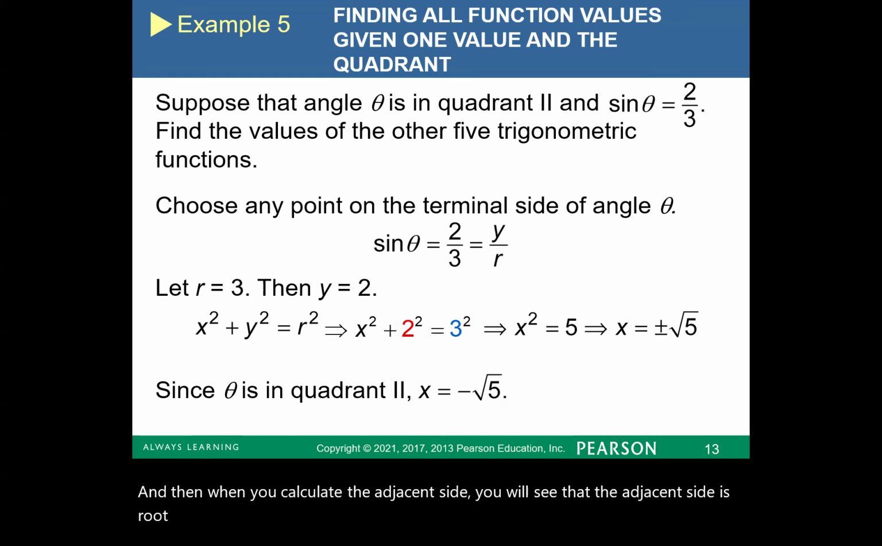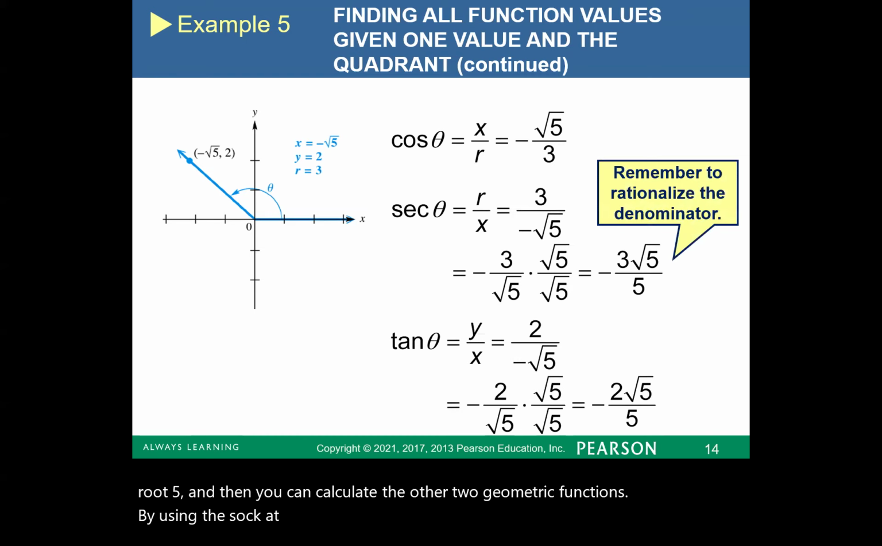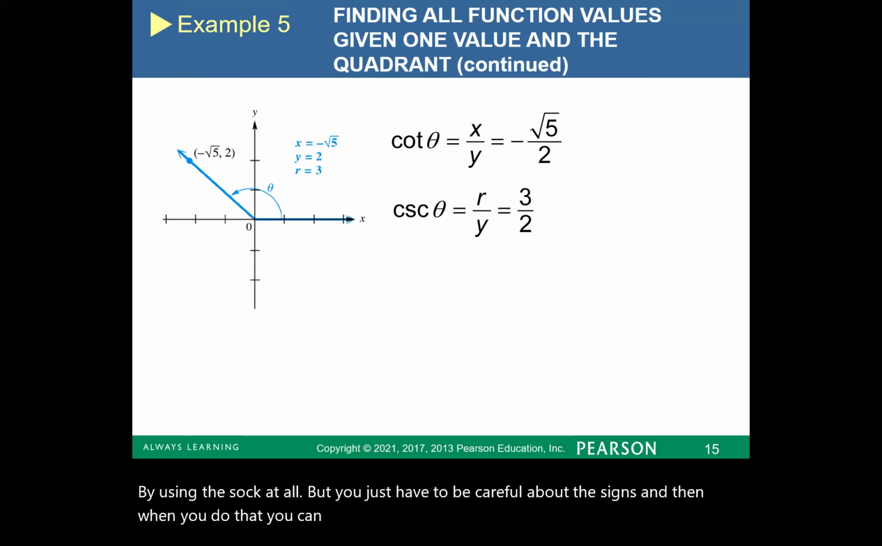And then you can calculate the other trigonometric functions by using the SOHCAHTOA rule. But you just have to be careful about the signs. And then when you do that, you can find all trigonometric functions.